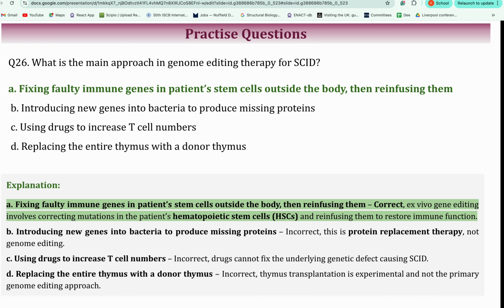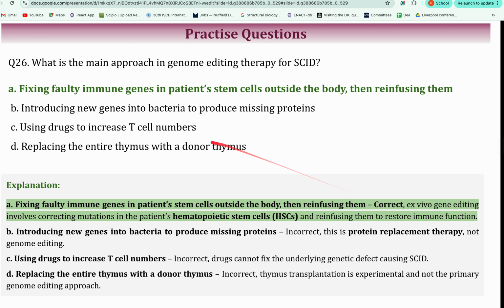Okay, so now let's see. So right answer is option A, which is fixing the faulty immune genes in patient stem cells outside the body and then reinfusing them. So this type of approach is known as ex vivo gene editing, where we have seen that how the hematopoietic stem cells were obtained from the patient, they were treated, and then the corrected copies were inserted so that they can give rise to the cells which were defected previously, such as B cells, T cells, natural killer cells.